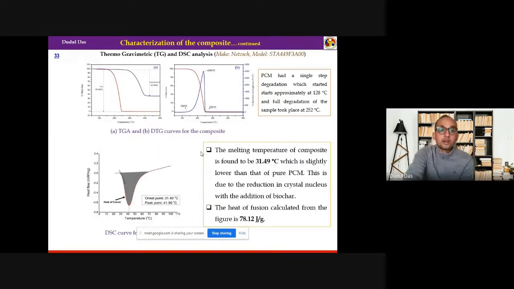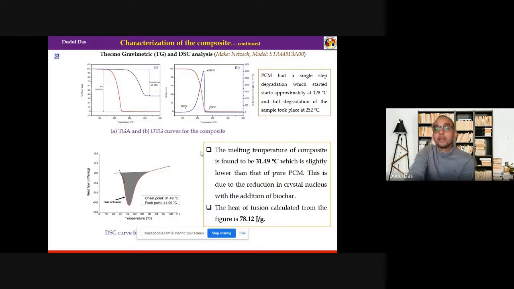Then we carried out thermal analysis, where we tried to find out the thermal stability when we add biochar into the PCM. We found that PCM degrades at around 128 degrees centigrade, whereas the PCM biocomposites start degrading at around 250 degrees centigrade. That means there is significant improvement in the thermal stability.